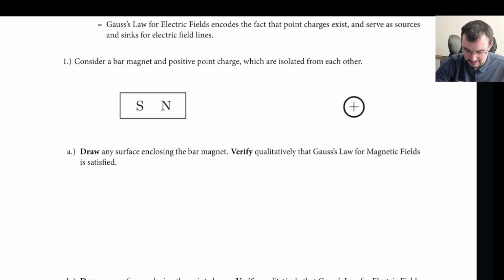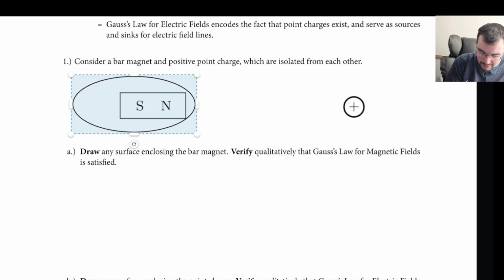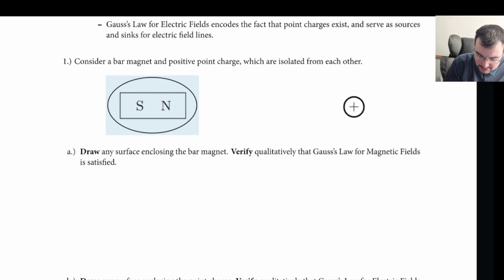So first, we're going to compare each of these forms of Gauss's law and reason that this makes sense. We're going to draw any surface enclosing the bar magnet, and we want to verify that Gauss's law for magnetic fields is satisfied. Again, we have to do this with closed surfaces, so this is just something with an inside and an outside. I'm going to keep it simple and draw maybe this shape. You can think of this as a cross section of a surface. So I'm essentially shoving this bar magnet into a football. And we want to verify that there is no net flux through this surface.